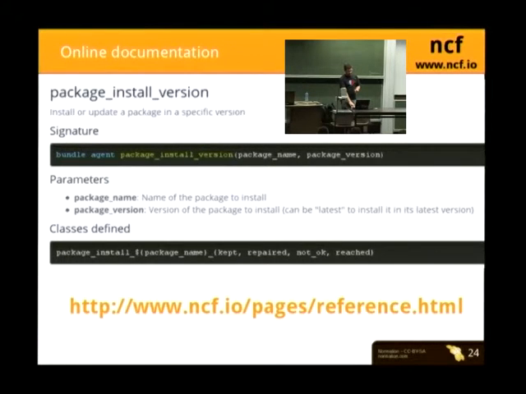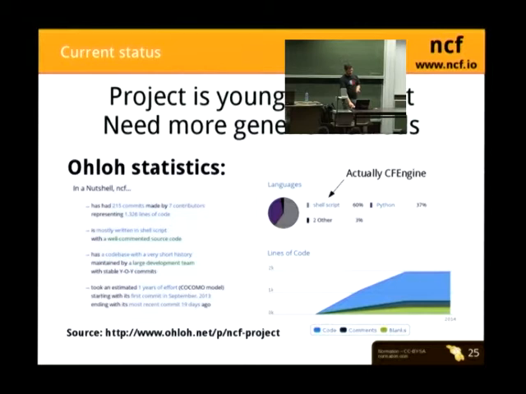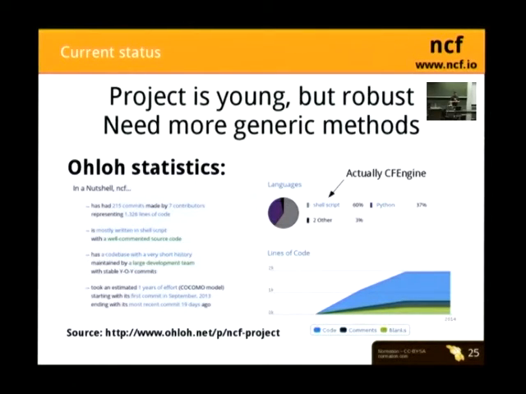I'm running out of time, but I just wanted to share a few words about the status of this project. It's a young project. I think the first commit in the repository was officially in October. It's young, but it's pretty robust because we've built this time and time again for different customers over the past, I'd say, two to three years. So it's not new to us. It's stuff we've done before. It obviously needs more generic methods, as we call them at the moment. There's like, I don't know, 30 or 40, but we could do with a lot more. Something to create users would be nice, for example.